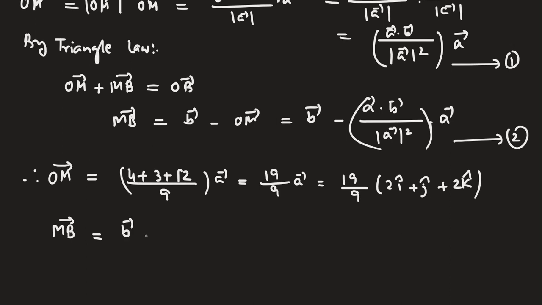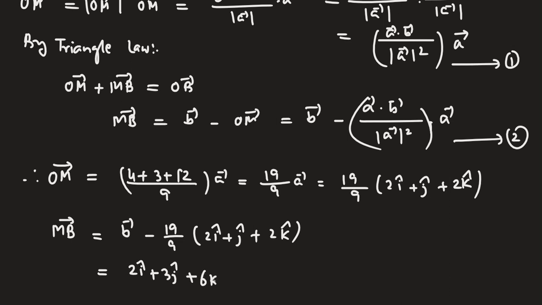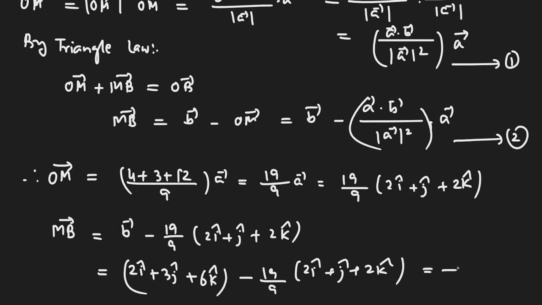Now MB vector, which is perpendicular to the OM vector, is b vector minus 19 by 9 times 2i plus j plus 2k. So put the value of b vector, which is 2i plus 3j plus 6k, minus 19 by 9 times 2i plus j plus 2k. So your ultimate answer will be minus 20i minus 8j plus 16k divided by 9.